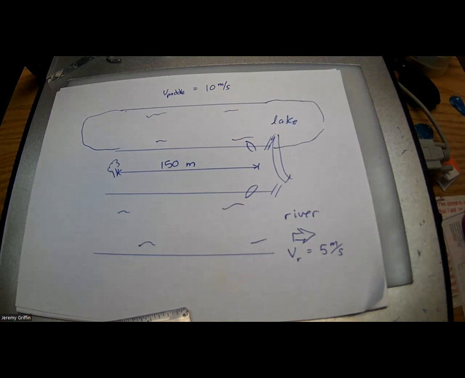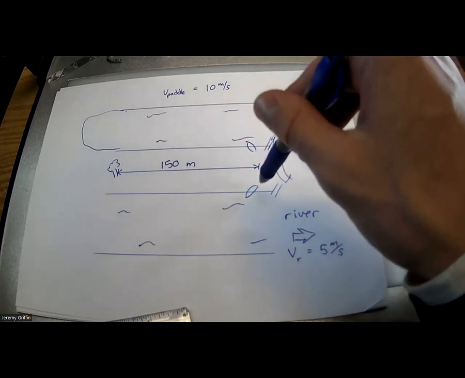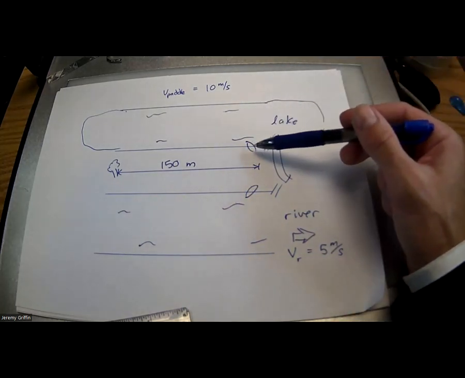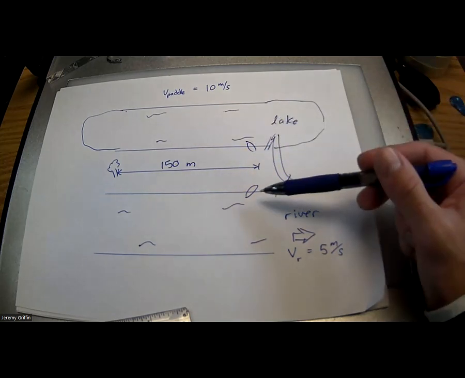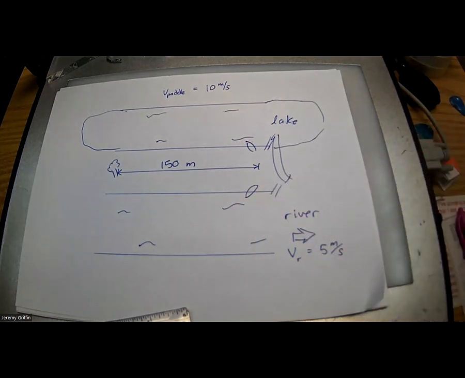Let me see what you guys are thinking. Let's see, show hands. Who's going to win the race? The boat in the lake or the boat in the river? Who thinks that the boat in the lake is going to win the race? Boat in the lake. Who thinks it'd be the boat in the river? Okay, so I see that 50-50 split. Okay, well, let's run the numbers.